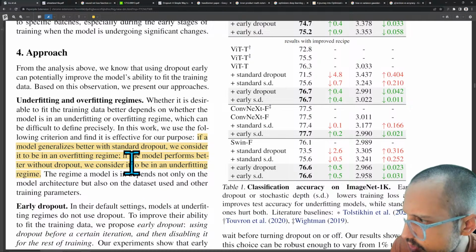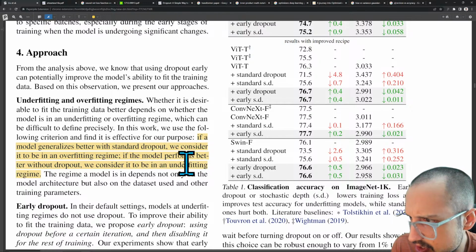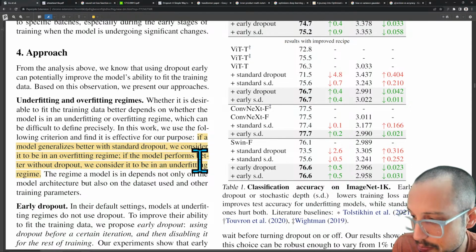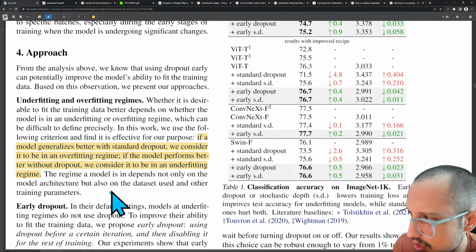So I wonder what "performs better" means, right? Is that performance on the test data set after a specific amount of time? Is that the best performance that it's ever had on the test data set?